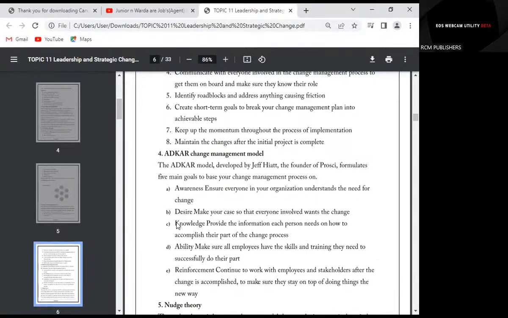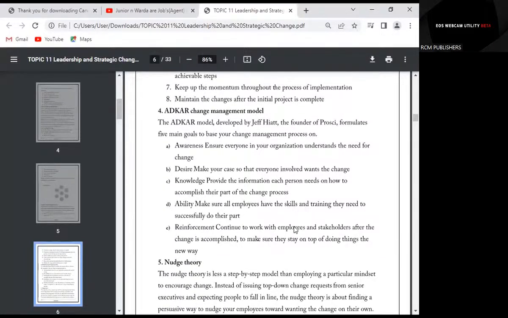Then D, desire: make your case so that everyone involved wants the change. Then K, knowledge: provide the information each person needs on how to accomplish their part of the change process. Then A, ability: make sure all employees have the skills and training they need to successfully do their part. Then reinforcement: continue to work with the employees and stakeholders after the change is accomplished to make sure they stay on top of doing things the new way.